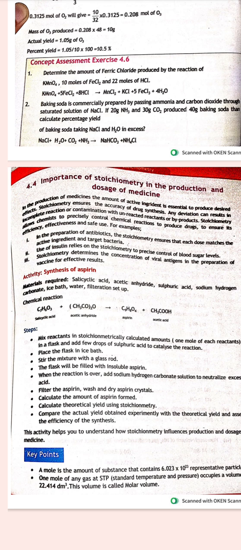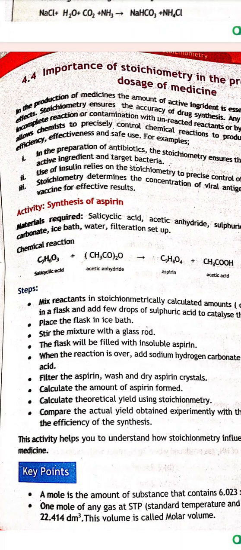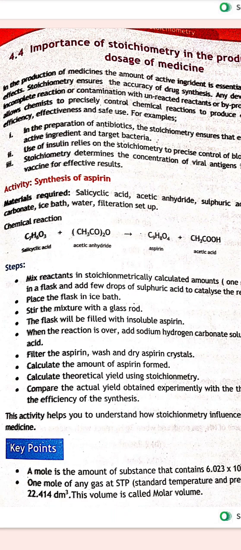Now we have the activity, that is synthesis of aspirin. Materials required are salicylic acid, acetic anhydride, sulfuric acid, sodium hydrogen carbonate, an ice bath, and a water filtration setup. We have the formula of salicylic acid, that is C7H6O3, and it will react with acetic anhydride to give aspirin, that is C9H8O4, plus acetic acid.